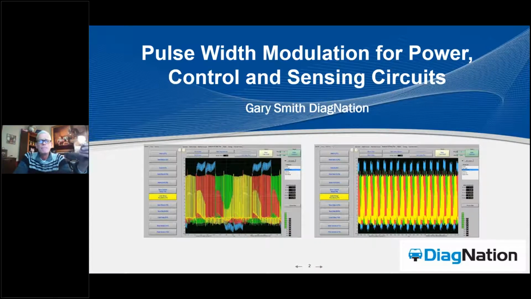One is signaling. As we know, pulse width modulation is used back and forth between the computer and different sensors on signal lines. But what we're going to concentrate on today is the use of pulse width modulation for controlling power control circuits, motors, steppers, throttle motors, that kind of thing.